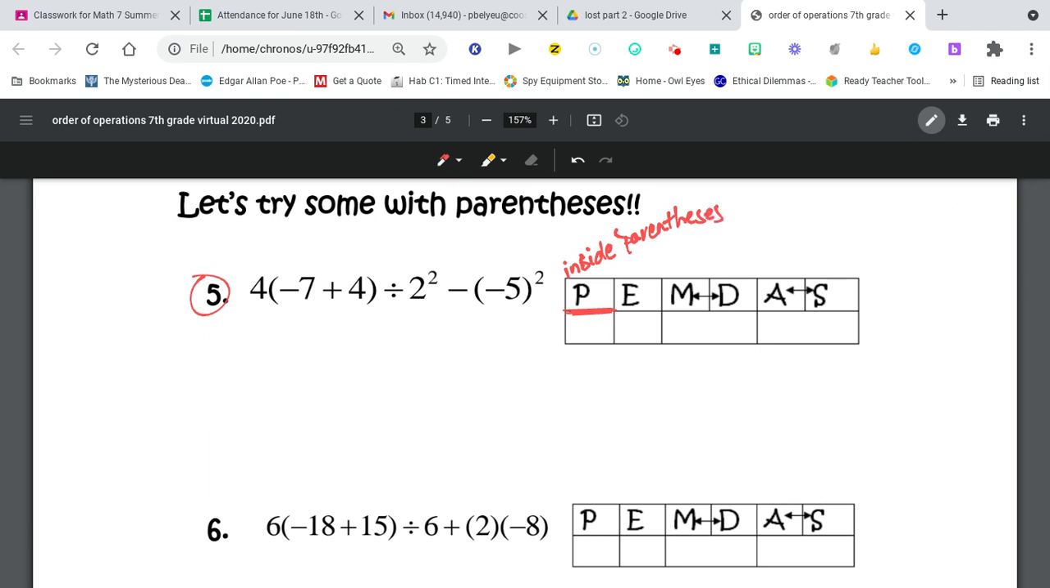Hold on one second. What are you doing? You can't get out of there.